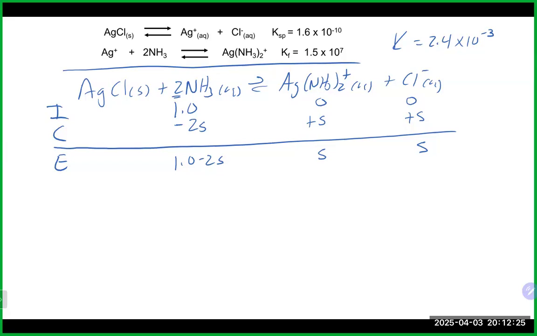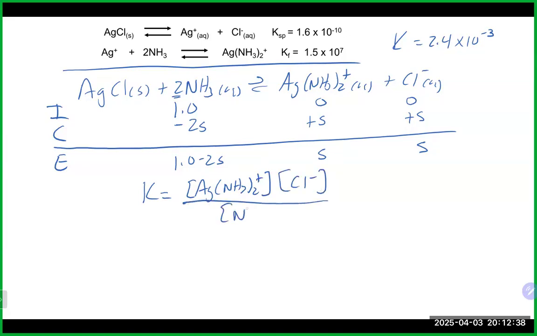This is going to go into our equilibrium expression, which in this case is still our products over our reactants, which is NH3, and we do need to square it. So putting in some numbers here, that is going to give us an S times an S divided by 1.0 minus 2S squared equals our combined K value. So we want to solve for S here.